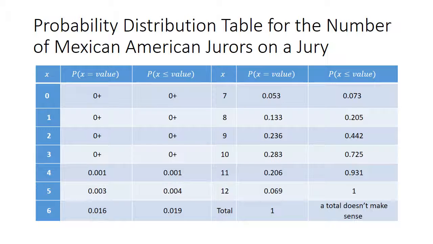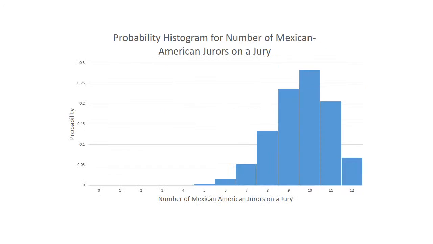Now, when you add up all possible probabilities, the probability that X equals 0 or 1 or 2 or 3, all the way up to 12, because that is your entire sample space, the sum of those probabilities has to be 1. And you can see that in your total row at the bottom. When you add up all your probabilities, you'll get a 1. It doesn't make sense to find a total for your cumulative probability distribution column. There's no reason to add those up.